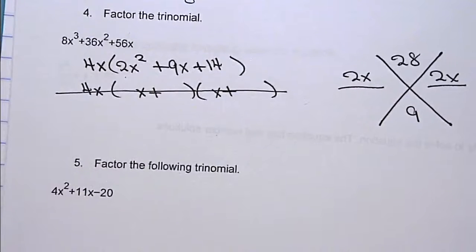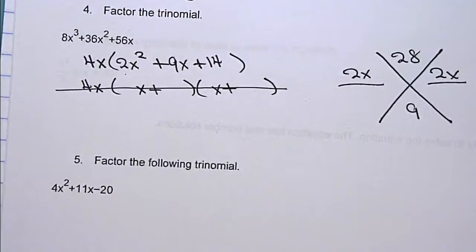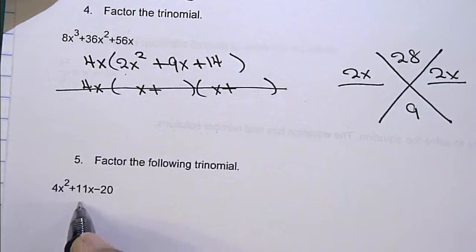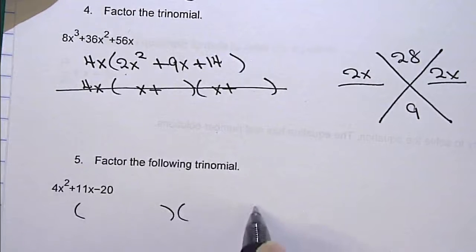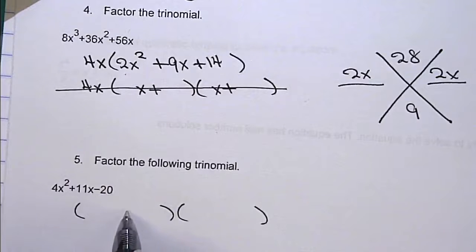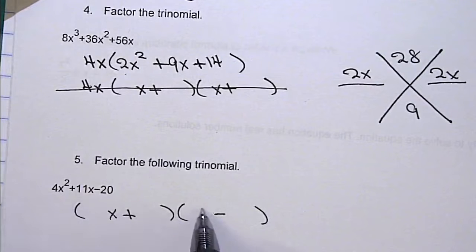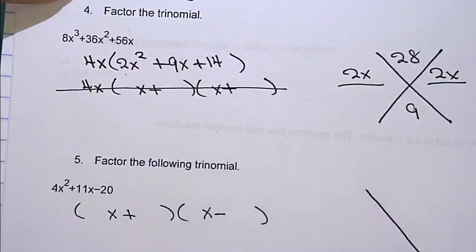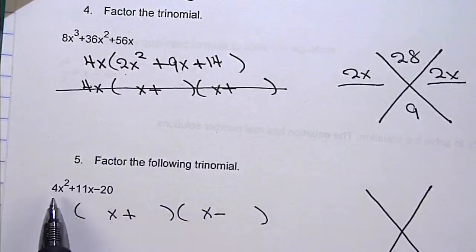Okay. Next, we have a trinomial down here that looks like it does not have a GCF, so I know I'm going to set up my binomial pairs, and that second operation is negative, so it says I have to use one of each sign. And then I'm going to go ahead and factor the x squared, and then I'm going to set up my diamond, okay? This one's kind of got big numbers.